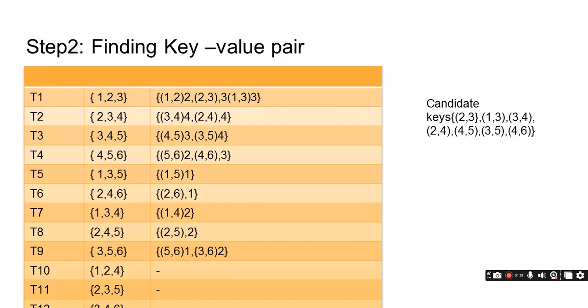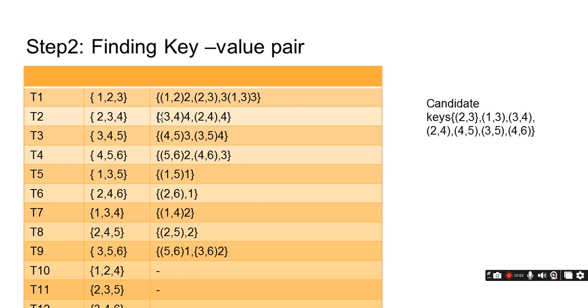Coming to the second thing, where we are trying to find the key pair values. How to find the key pair values is well explained in the previous example. So we'll take our first transaction, which has 1, 2, 3. We'll try to find all the combinations that are possible with these 3 items, so that is 1 2, 2 3, 1 3. And we will also find out how many times that particular combination has come in our data set. So 1 2 has come 2 times, 2 3 has come 3 times, 1 3 has come 3 times. Like that we will find this for each transaction from T1 to T12.